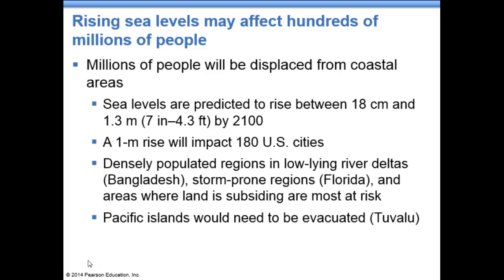The sea levels this century have risen about 18 centimeters, and could rise 1 meter. Hundreds of millions of people will be displaced or will need to invest in costly efforts to protect against high tides and storm surges, raising their houses up on platforms. Densely populated regions and low-lying river deltas, like in Bangladesh, would be the most affected. So would storm-prone regions of Florida and coastal cities such as Houston and Charleston, and areas where land is subsiding, such as the Gulf Coast. These would all need to be evacuated.